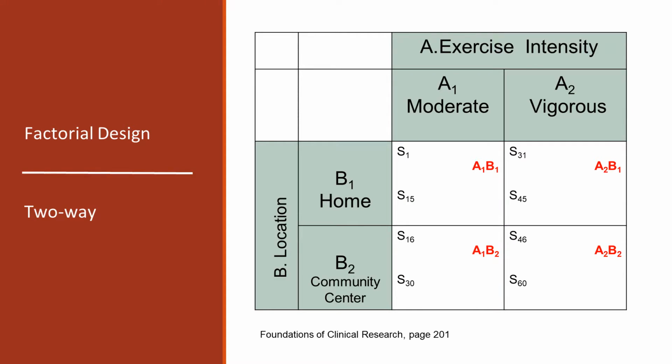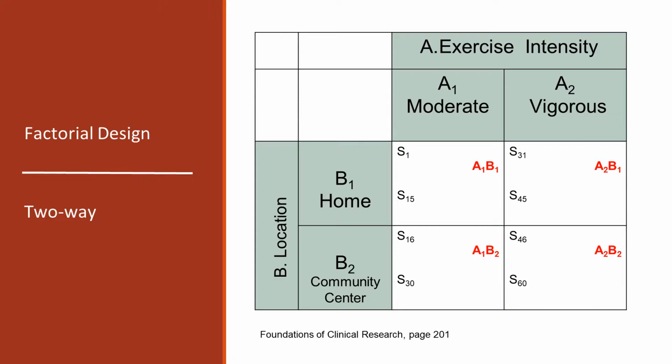In this example, the 2 independent variables are intensity of exercise, A, and location of exercise, B, each with 2 levels, 2 times 2. One group, A1, B1, will engage in moderate exercise at home. A second group, A2, B1, will engage in vigorous exercise at home. A third group, A1, B2, will engage in moderate exercise at a community center. And the fourth group, A2, B2, will engage in vigorous exercise at a community center.